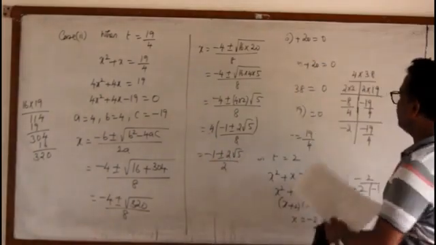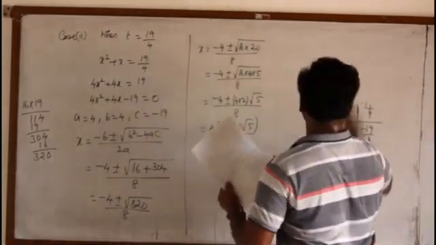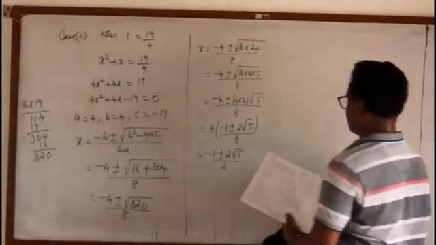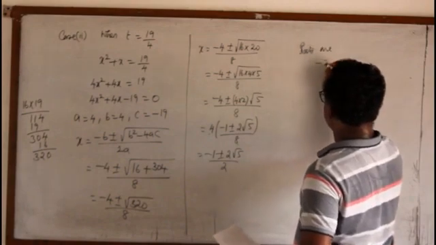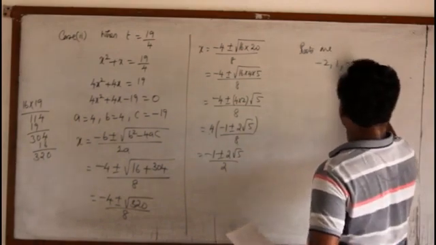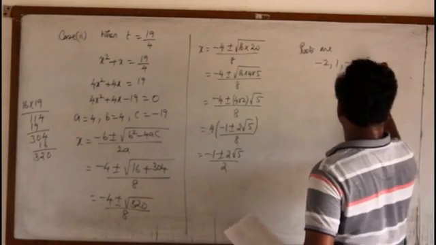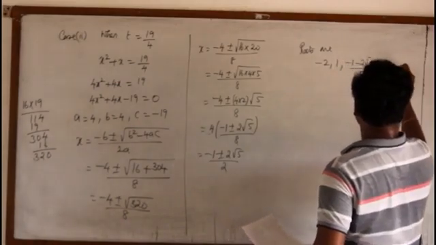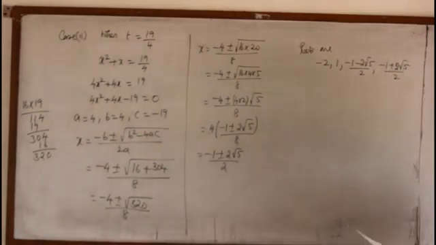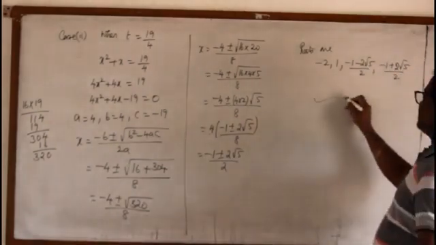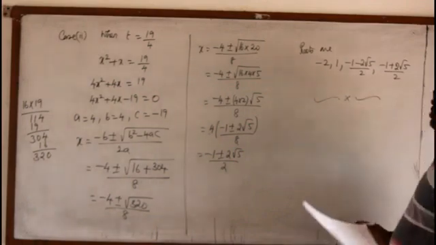Therefore, already we have 2 roots. Therefore, roots are minus 2, 1, minus 1 minus 2 root 5 by 2, comma minus 1 plus 2 root 5 by 2. With that we found all the 4 roots. With that, exercise 3.4 is also over.